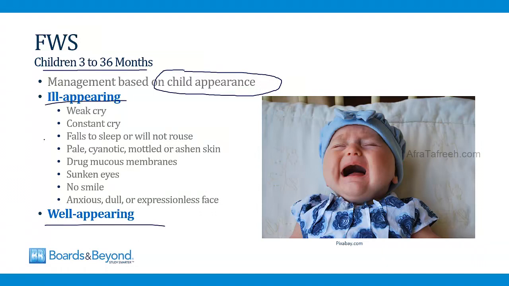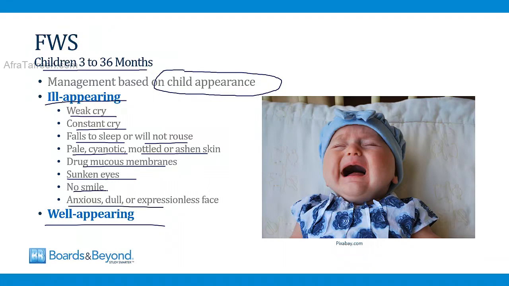So some of the things you might see in an ill appearing baby are things like a very weak cry or a constant cry that won't stop. Babies that fall asleep and are difficult to rouse are ill-appearing. A baby who is pale, cyanotic, or has mottled or ashen skin is ill-appearing. Babies with dry mucous membranes are ill-appearing. If the baby has sunken eyes, or won't smile, or has an anxious, dull, or expressionless face, all of these things suggest the child is ill-appearing, and those children are treated more aggressively than children who have a fever but are totally well-appearing.